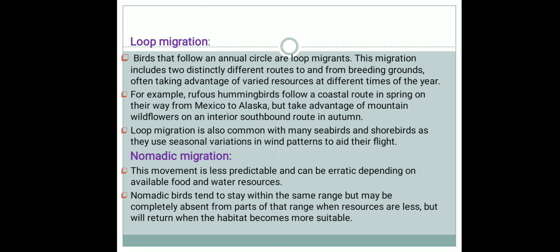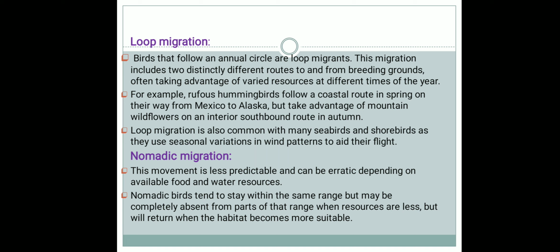For example, rufous hummingbirds follow a coastal route in spring on their way from Mexico to Alaska, but take advantage of mountain wildflowers on an interior southbound route in autumn. Loop migration is also common with many seabirds and shorebirds as they use seasonal variation in wind pattern to aid their flight.